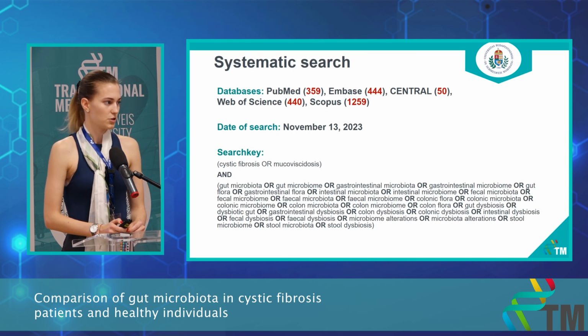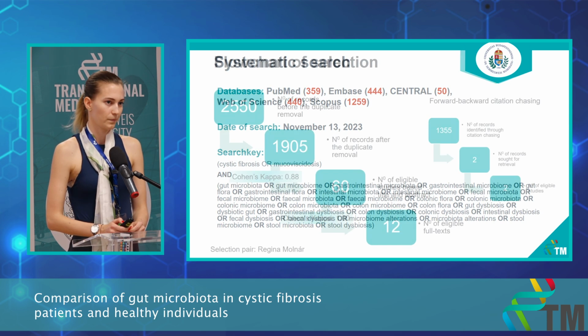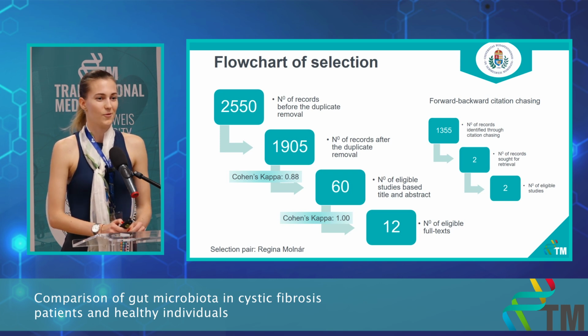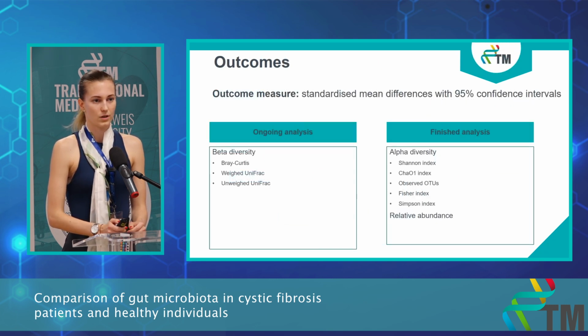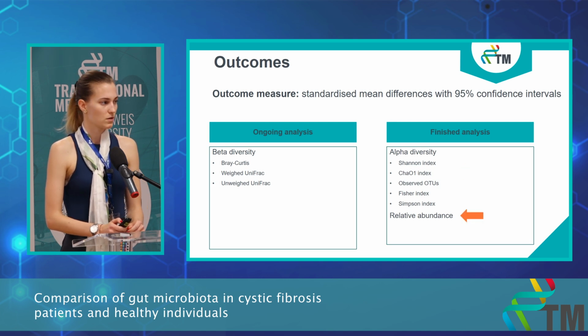In our systematic search, we searched 5 databases with the following search key that you can see at the bottom of the slide. After the selection of more than 2,500 articles, we ended up with 12 articles and 2 additional ones from citation chasing. We finished analyzing alpha diversity and relative abundance. However, the analysis for beta diversity is still ongoing.